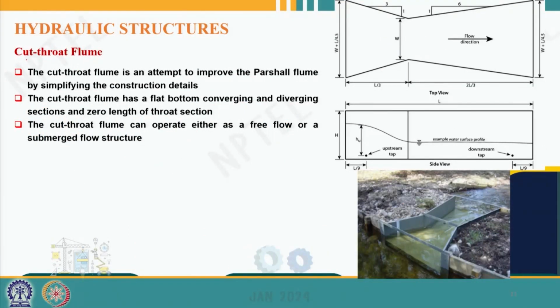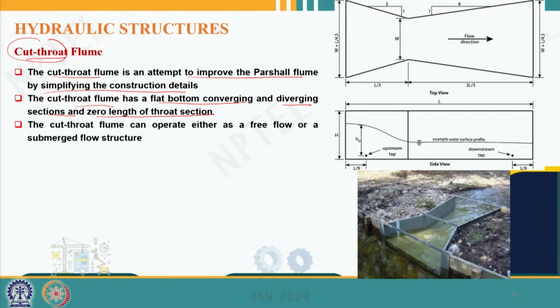Now, we come to the cutthroat flume. The name itself suggests the cutthroat flume is an attempt to improve the partial flume by simplifying the construction details, because the construction was a little bit complicated. So, that is why this has been taken care of. And this cutthroat flume has a flat bottom, converging and diverging sections, and zero length of throat section. So, the throat section is eliminated or cut, and that is why the name cutthroat flume with reference to the partial flume.